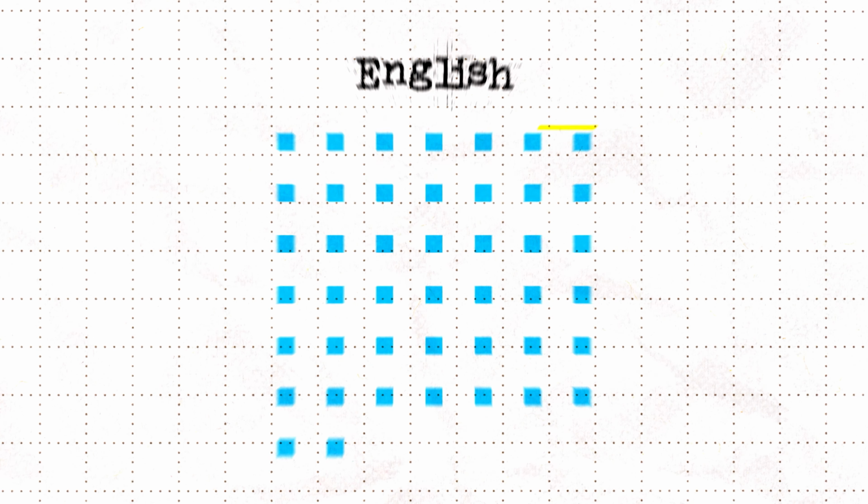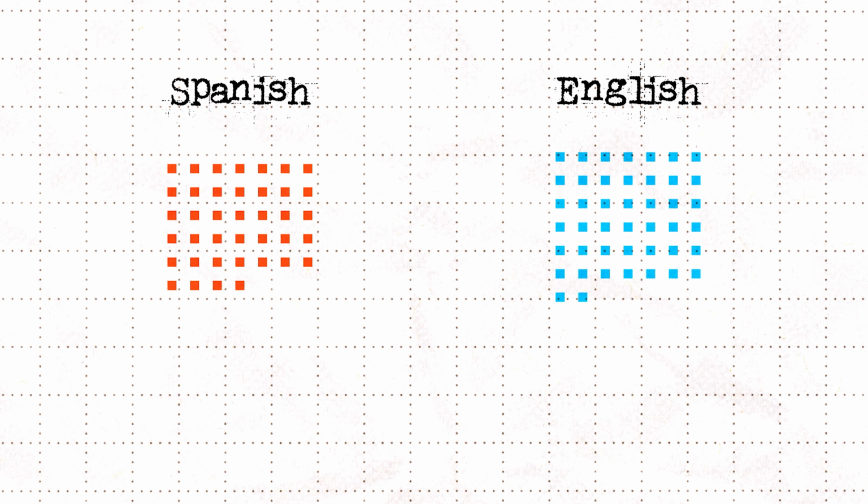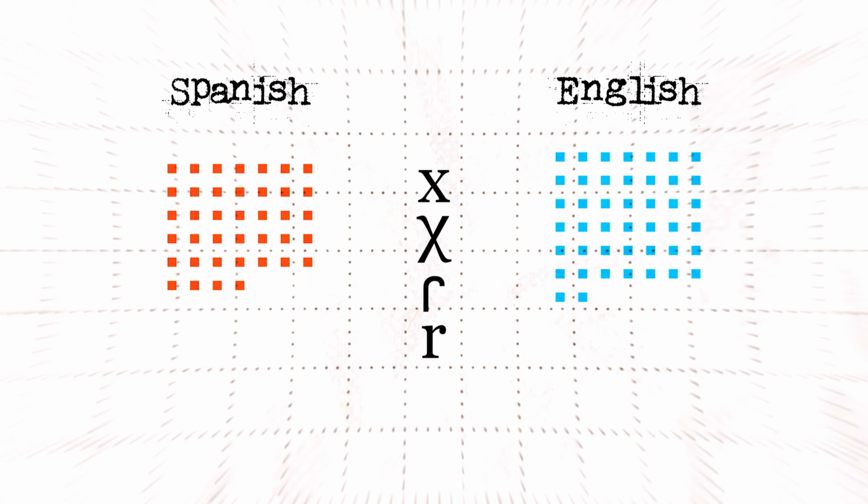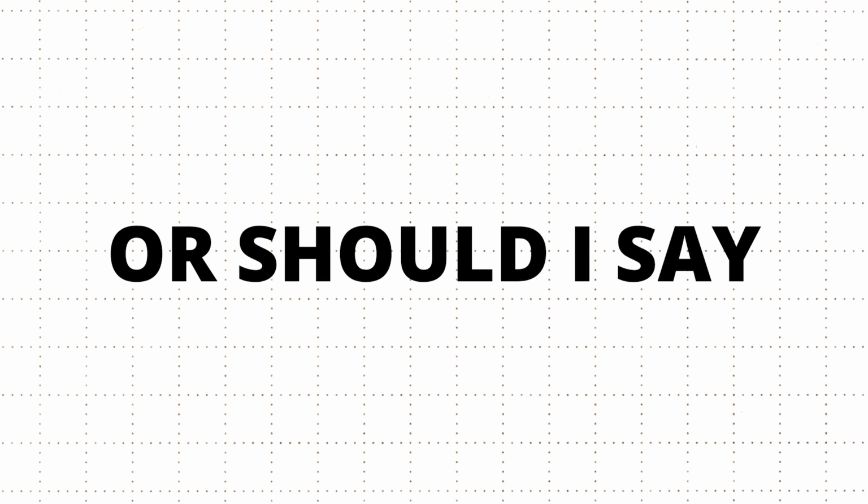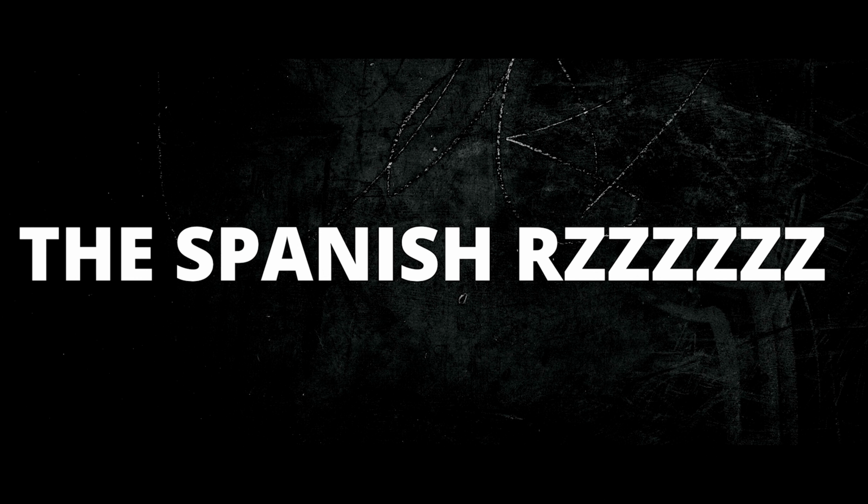The English language has as many as 44 sounds, whereas there are only 39 sounds in Spanish. However, some Spanish sounds are very hard for native English speakers to pronounce. For instance, it's very difficult for native English speakers to pronounce the Spanish R, or should I say, the Spanish R's.